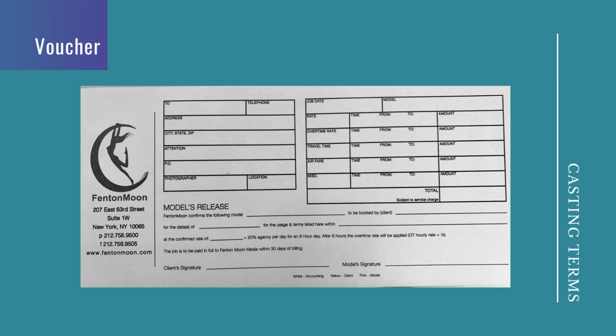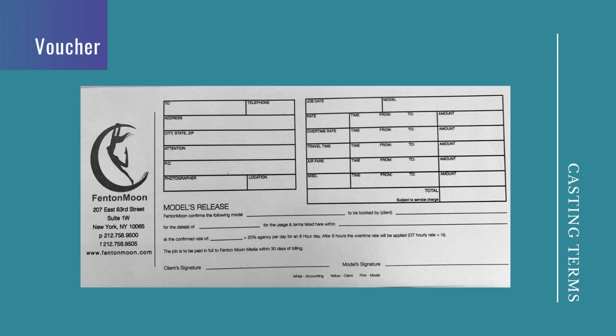This is my current voucher from my agency. You see it's got the agency name and the information. On the top left, that box is all the information about the client. On the right side, you see where it's got job date, the model's name, the rate, overtime rate, travel time, airfare, miscellaneous. So you've got all these extra boxes. So if you were running out of vouchers, you could even decide to use all those boxes as different days and use the same voucher for multiple days if you're working with a client. Sometimes your agency allows that to save vouchers so you don't run out.